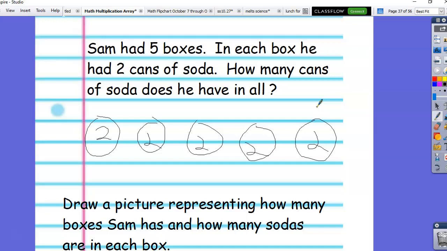So in this case, the answer to our question would have been that there are 10 cans of sodas altogether. And the way I had them also, they wrote down what the equation would be for this. It would be 5 boxes, which is our 5 groups, times 2 cans in each group, equals the product, which is 10. 10 cans. All right. And that's just an introduction to what we're working on.